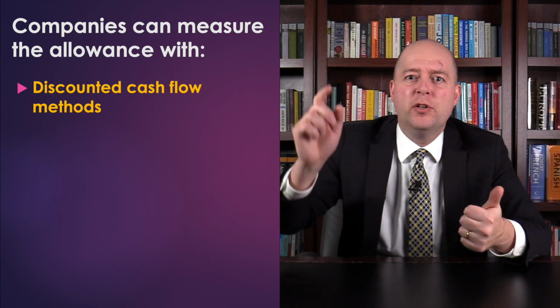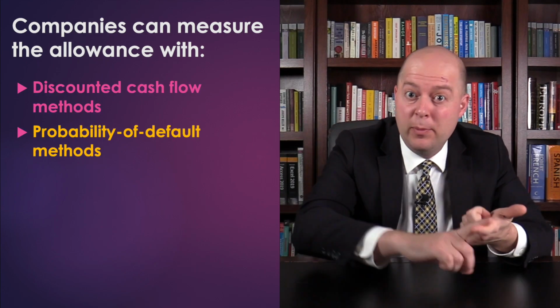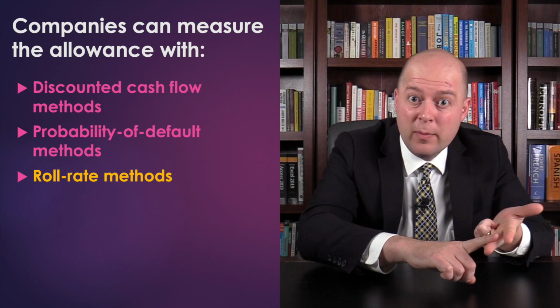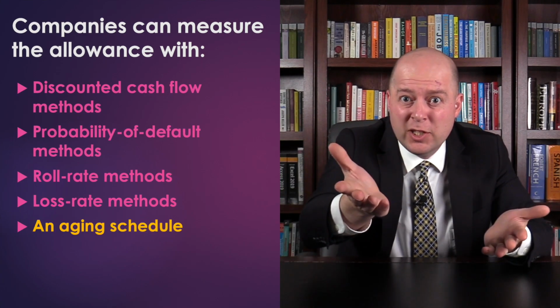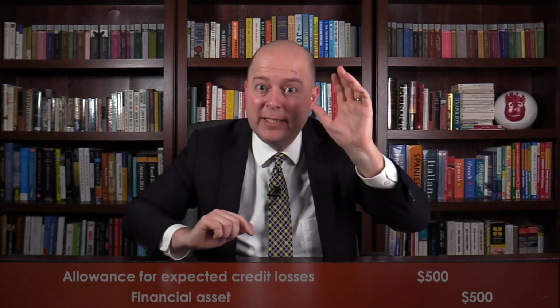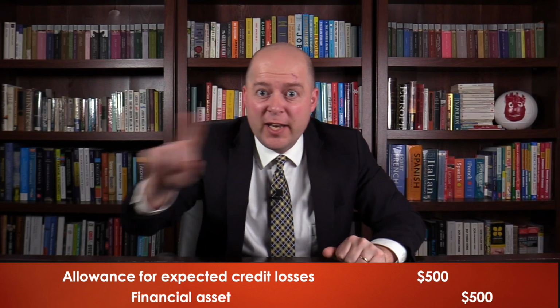So how should a company measure the allowance? Well, the FASB did not mandate a specific method. Companies could use discounted cash flow methods, probability of default methods, roll rate methods, loss rate methods, or an aging schedule. It's up to each company to develop its own estimation model. Now, if a company has financial assets with similar risk characteristics, asset type, geography, credit ratings, it can pool those assets and evaluate them collectively. And if a company ultimately finds that a financial asset is uncollectible, it should write the account off by debiting the allowance account and crediting the financial asset account.